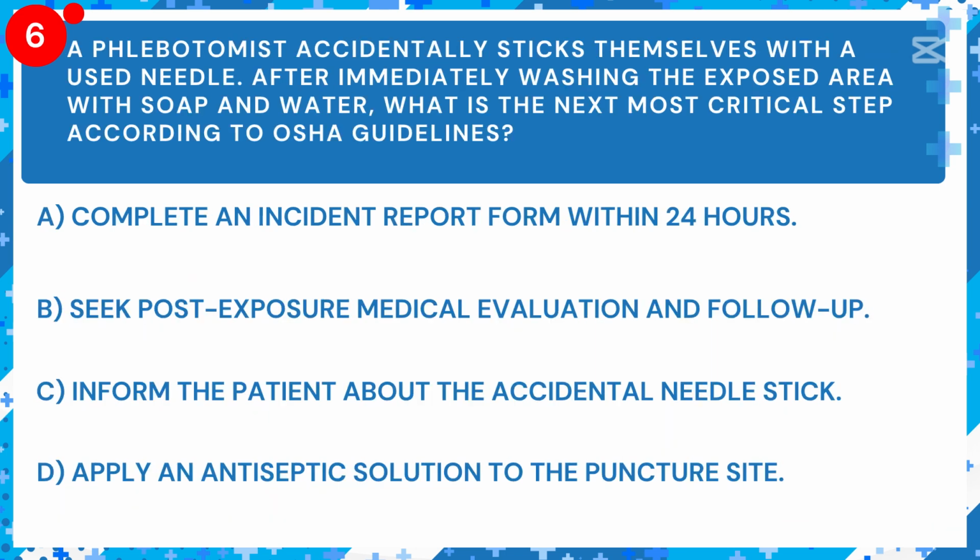Question 6. A phlebotomist accidentally sticks themselves with a used needle. After immediately washing the exposed area with soap and water, what is the next most critical step according to OSHA guidelines? A. Complete an incident report form within 24 hours. B. Seek post-exposure medical evaluation and follow-up. C. Inform the patient about the accidental needle stick. D. Apply an antiseptic solution to the puncture site.